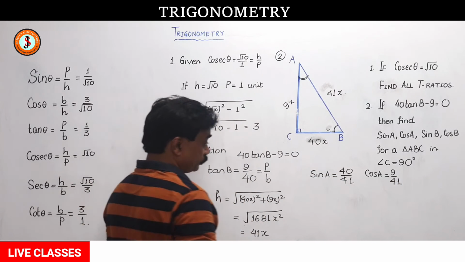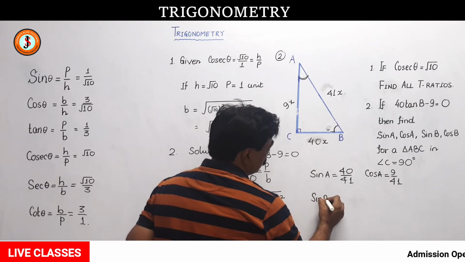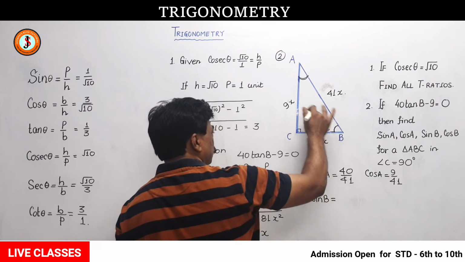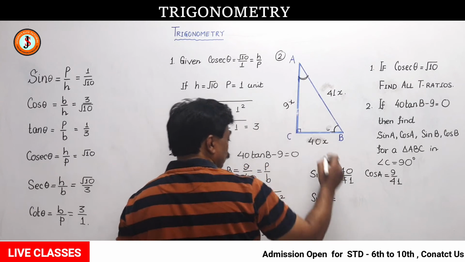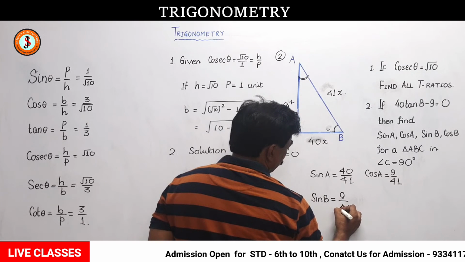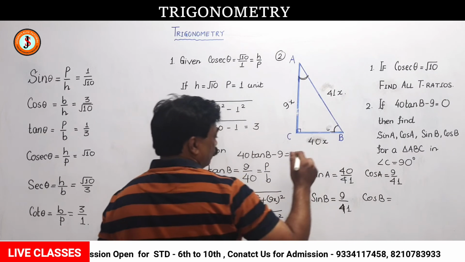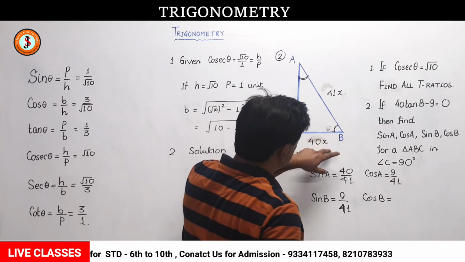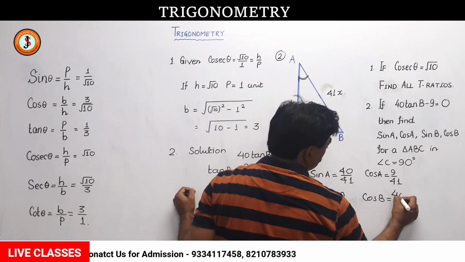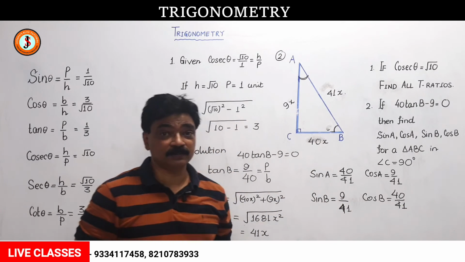Now we go to sine B. Sine B, B is in front. Sine B is perpendicular by hypotenuse, so perpendicular is the side in front of B. So 9 by 41, hypotenuse is fixed. Then cos B, base by hypotenuse. For B, base will be the side adjacent to the angle concerned. So base will be 40, because the other adjacent side of angle B is the hypotenuse. So this is the way we have to deal.